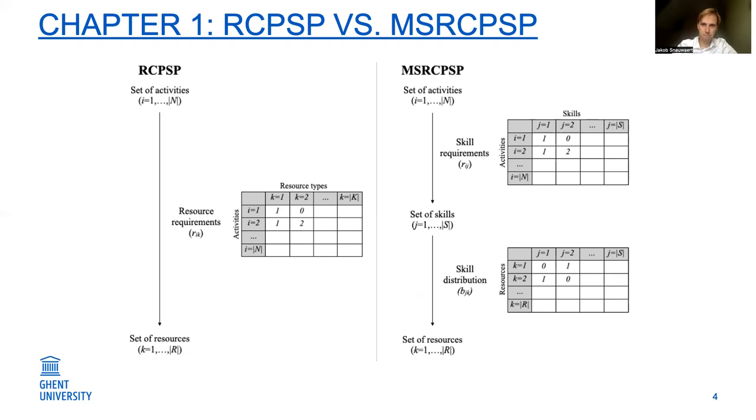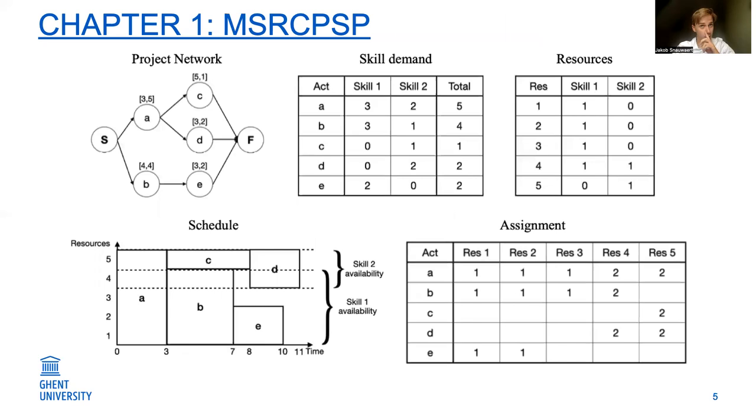To explain this a little bit further, I will also show an example of the MSRCPSP for the exact same project as before. We can now see that we still have the same project network, but we need a little bit more information in a skill demand table and also a resource table or a skill distribution table. So now in this case, for example, for activity A, we again require 5 resources, but we also specify that activity A requires 3 resources that master skill 1 and 2 resources that master skill 2. In our resource table, we can then see which resources master skill 1 and which resources master skill 2.